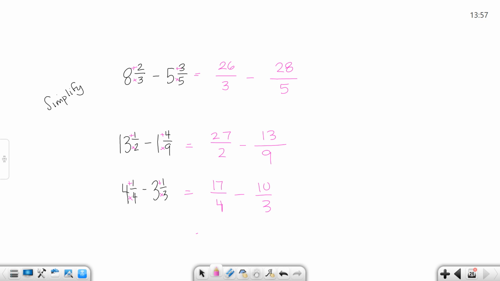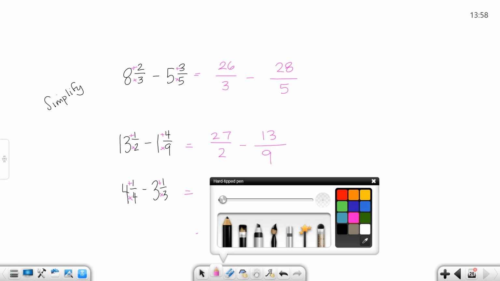Let me say that differently. It's been a long day. Sorry, you get an improper fraction first. That's how they'll look when you get the improper fraction. Now, once you get the improper fraction, you will get a common denominator. You can also do the butterfly method if you so choose.